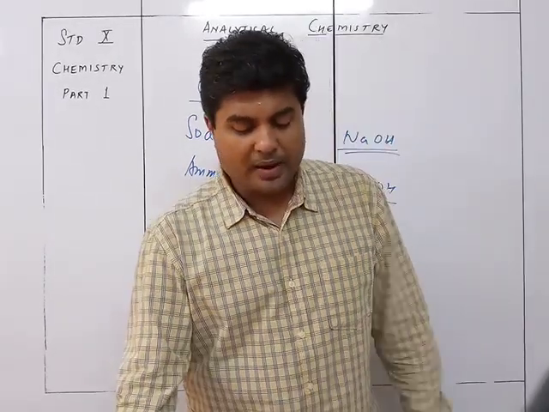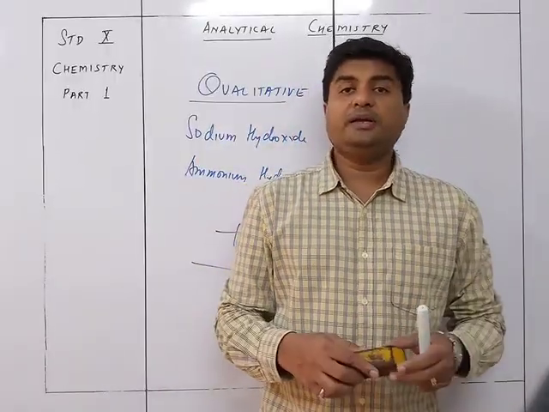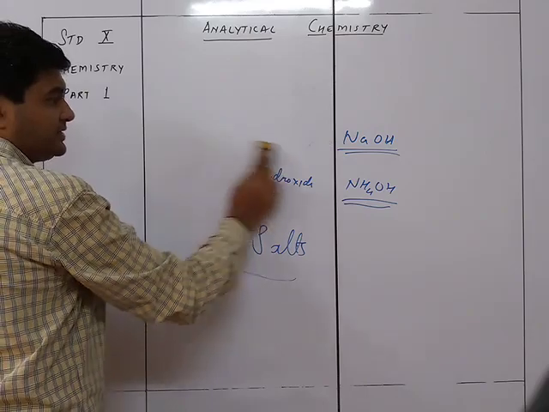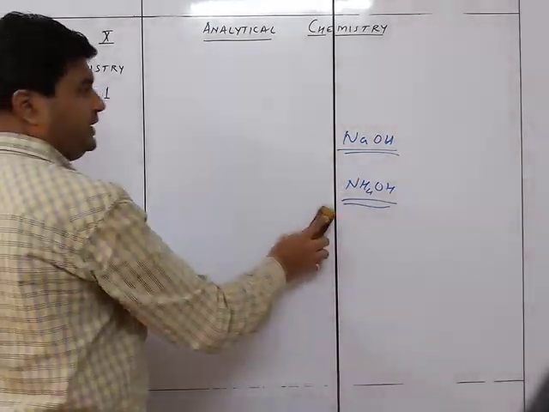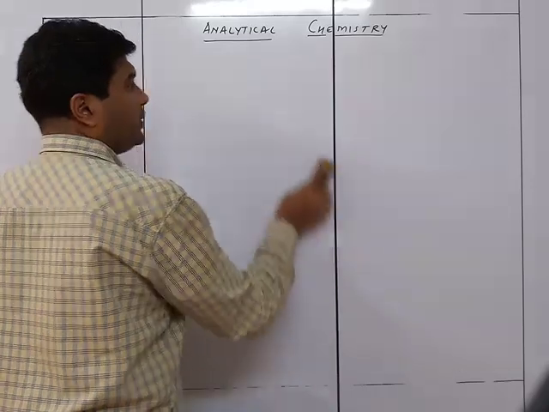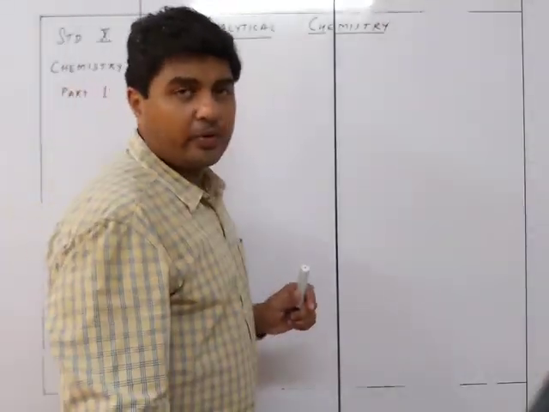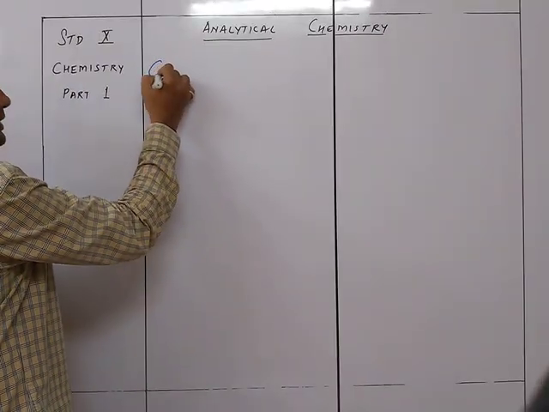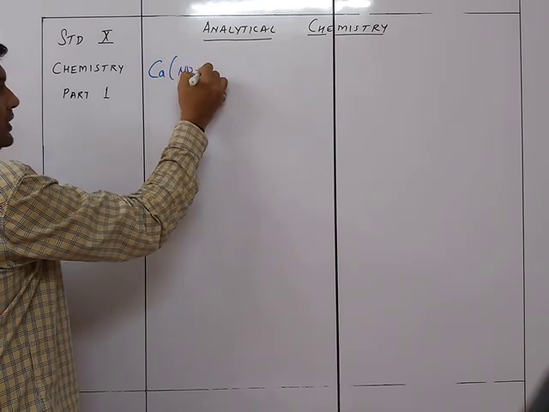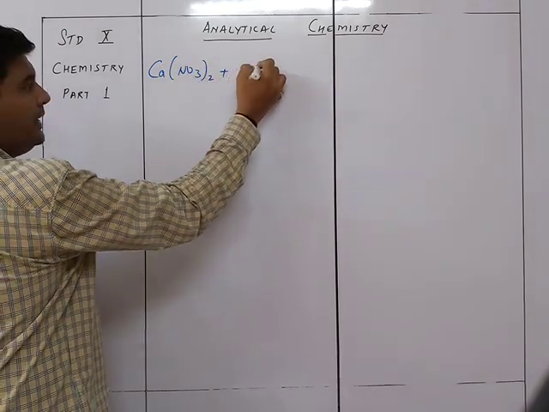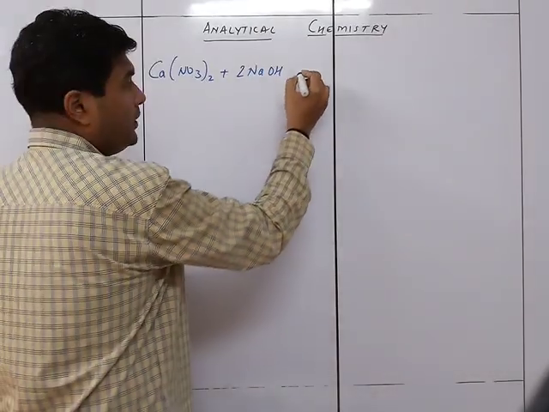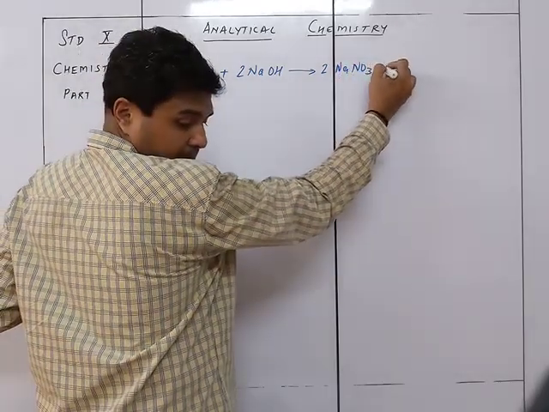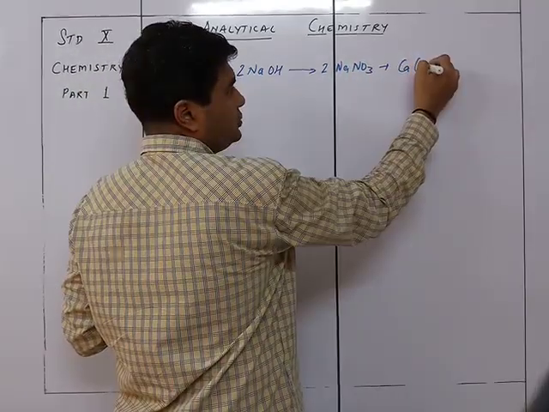Now we see one by one the reaction of the salts with sodium hydroxide. Let's see one by one the qualitative analysis, wherein we are going to see how sodium hydroxide reacts with certain salts. The first salt we are going to take is a calcium salt. So we have Ca(NO3)2 plus 2NaOH, which is going to give 2NaNO3 plus Ca(OH)2.